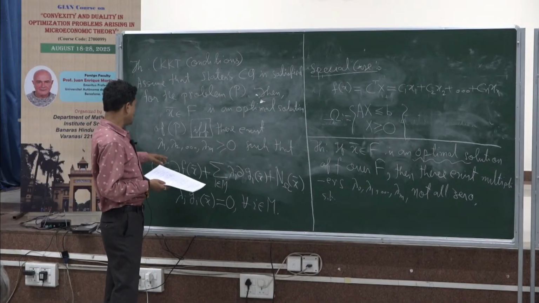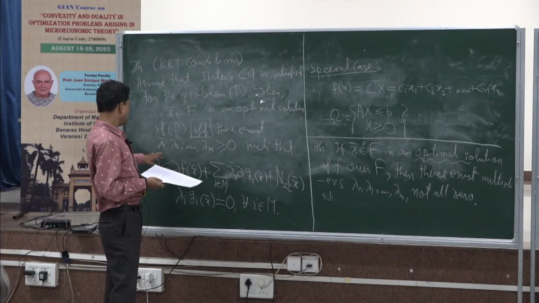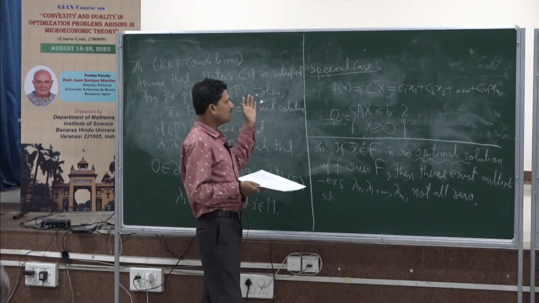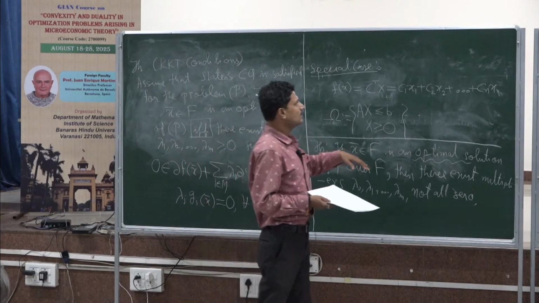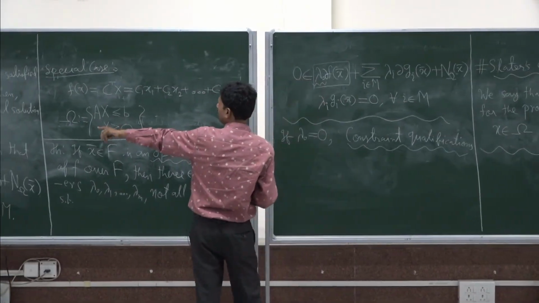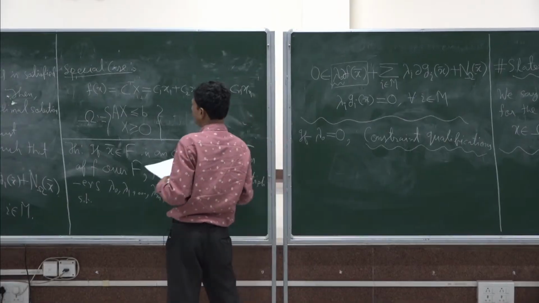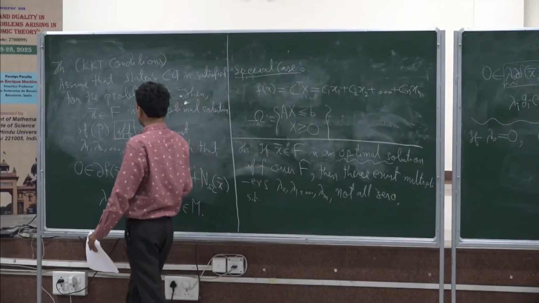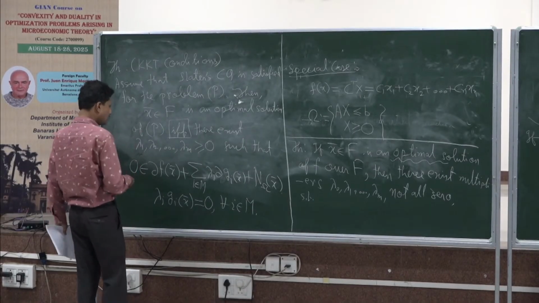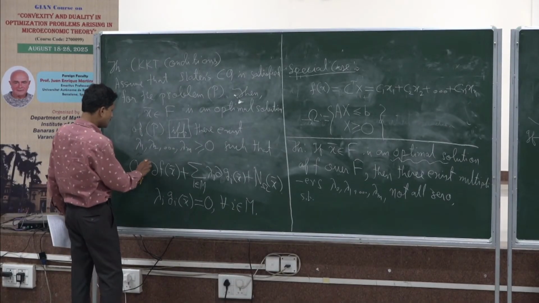So what is the difference between this result and the previous result? Here, in place of lambda naught we are having 1, right. The other things are the same, but in place of lambda naught we are having 1.